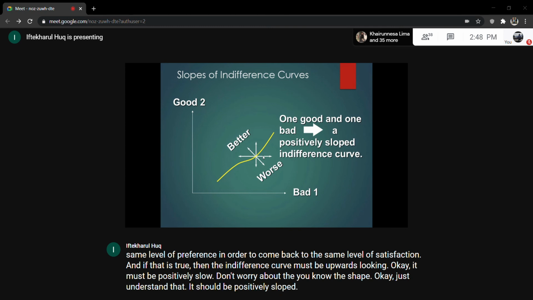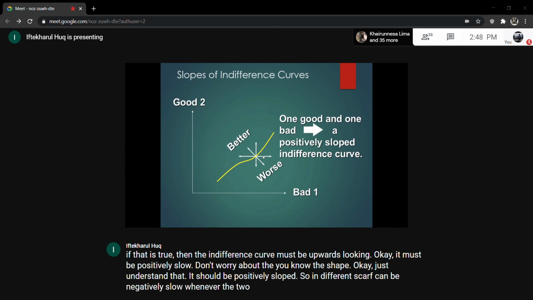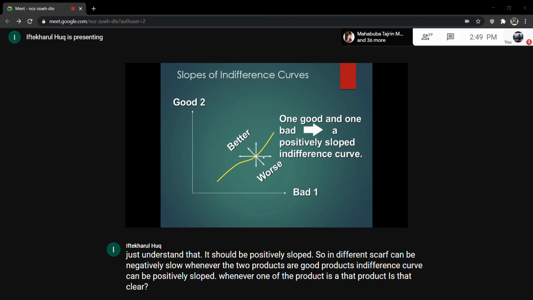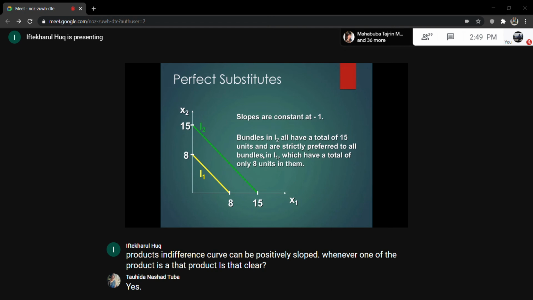So the indifference curve can be negatively sloped whenever the 2 products are good products. The indifference curve can be positively sloped whenever one of the products is a bad product. Is that clear? Yes, sir. Okay.